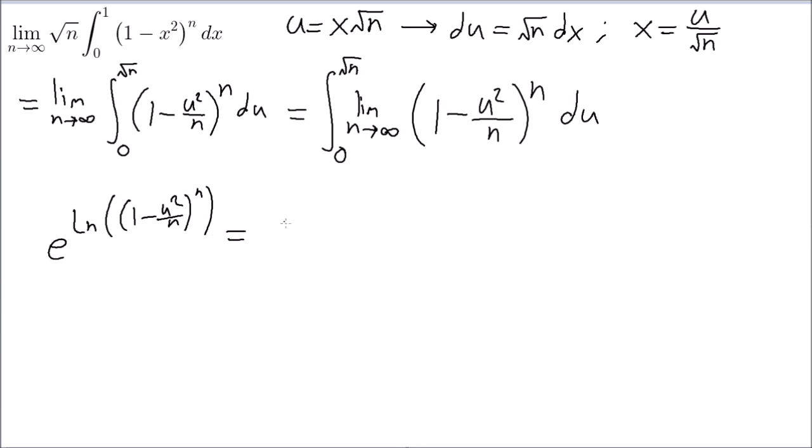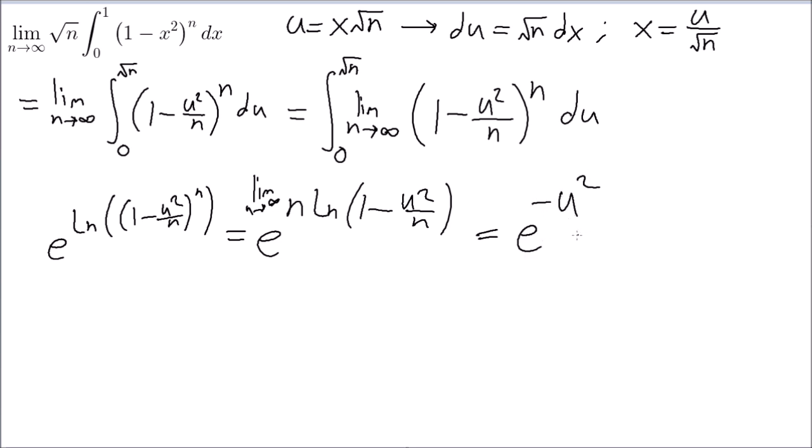So we can take the power out, and 1 minus u squared over n. I'm very lazy. You can now take the limit here, right? And then you do L'Hopital's rule, and when you do L'Hopital's rule, it'll all add up, and you'll end up getting this.